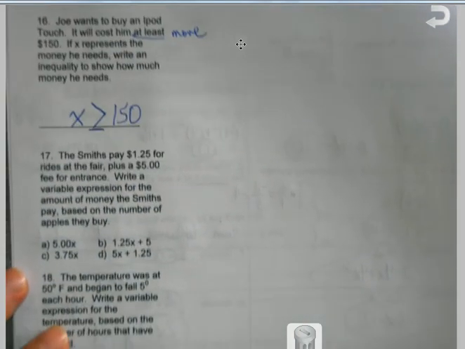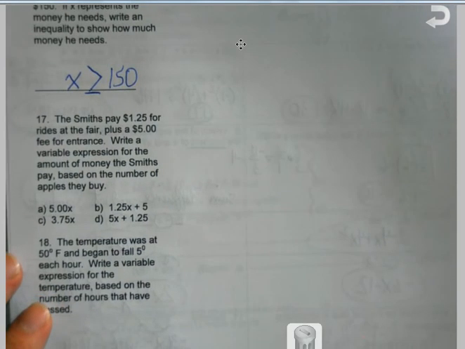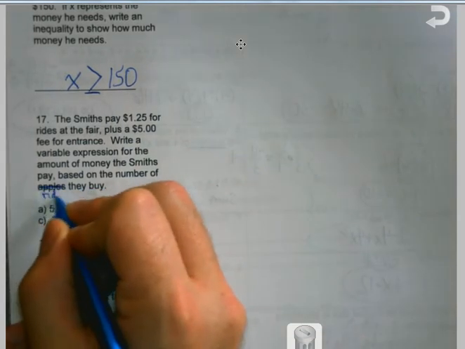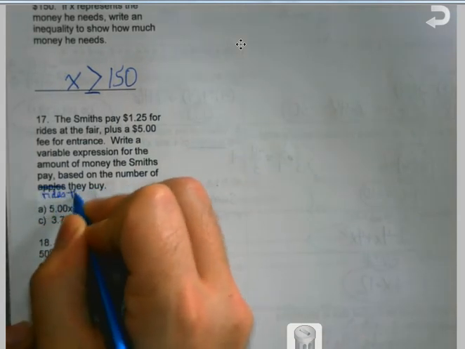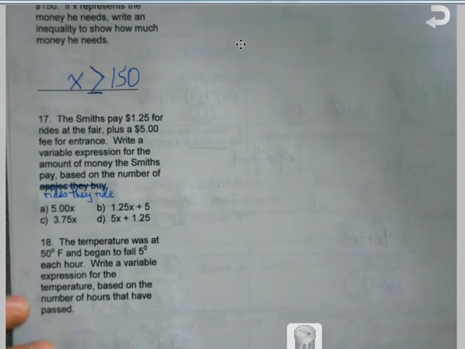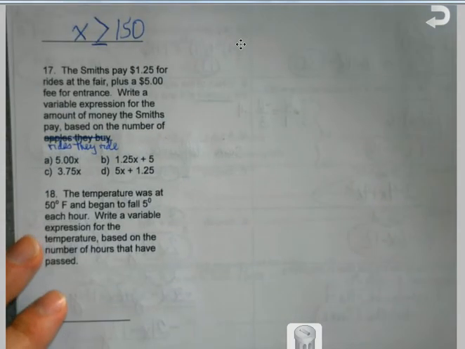Let's see what else we got here with the story problems. The Smiths pay $1.25 for rides at the fair plus a $5 fee for entrance. Write a variable expression for the amount of money the Smiths pay based on the number of apples they buy. What? Rides they ride, apples they buy. I have no idea where that apples thing might come from.